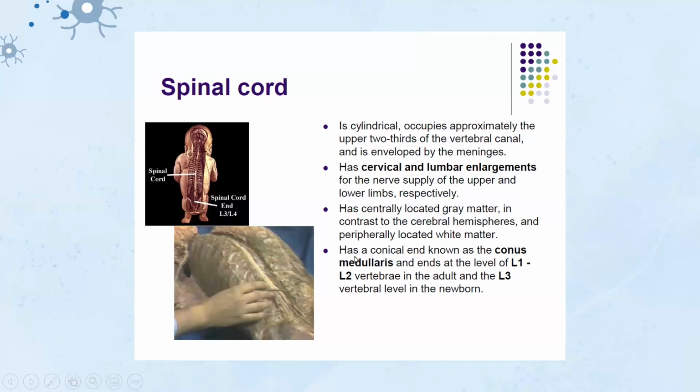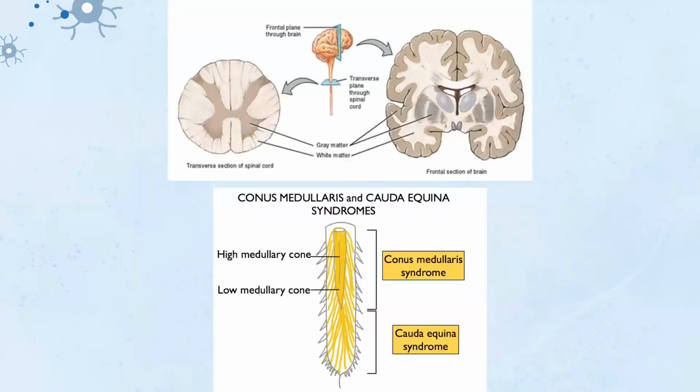It has a conical end known as the conus medullaris, and ends at the level of the L1 to L2 vertebra in the adult, and the L2 vertebra in the newborn. You need to remember the levels of the conus medullaris, okay? And I'll show you what the conus medullaris looks like in a picture. So let me move this. Okay, so this is concerning this point.